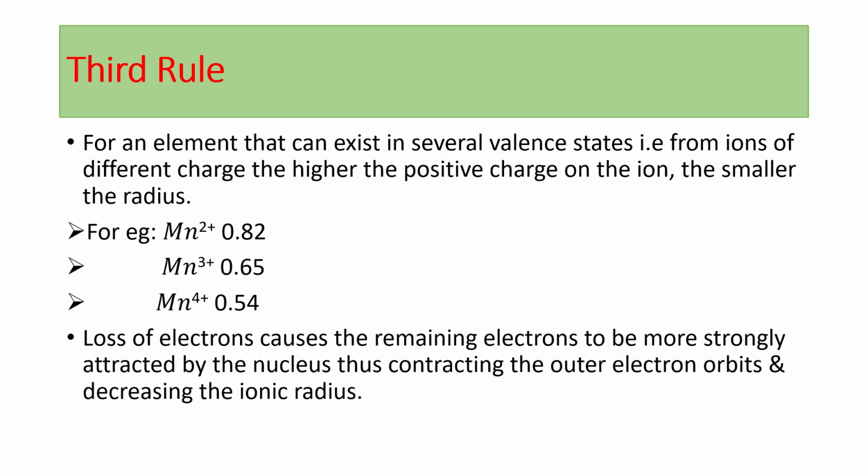Coming to the third rule, for an element that can exist in several valence states, that means ions of different charge, the higher the positive charge on the ion, the smaller is the radius. So if you take an example of Mn2+, it has an ionic radius of 0.82, and Mn3+ has an ionic radius of 0.65, and Mn4+ has an ionic radius of 0.54. So the loss of electrons causes the remaining electrons to be more strongly attracted by the nucleus, and hence contracting the outer electron orbits and decreasing the ionic radius.